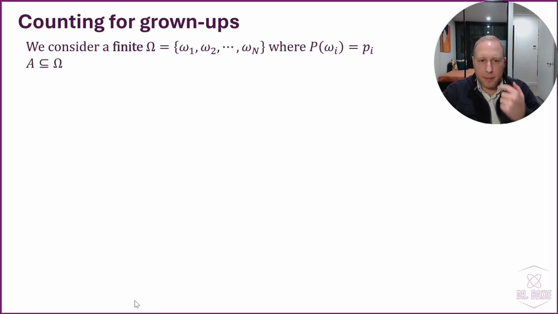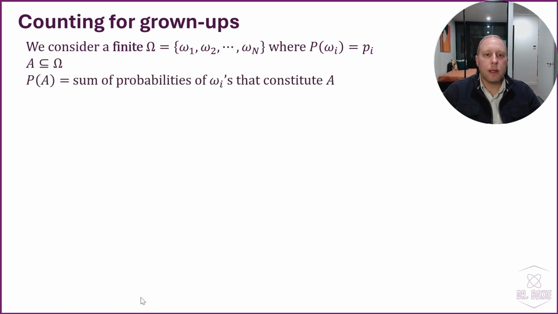Now, if we take some event A, the probability of this A is the sum of the probabilities of each of the elements that constitute it. The reason for that is that A can be written as the union of each of its elements, and that union is a union of disjoint sets. And so according to the third property of probability measures, it is simply the sum of those individual probabilities of the individual omega i's.